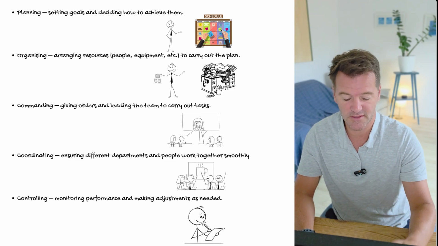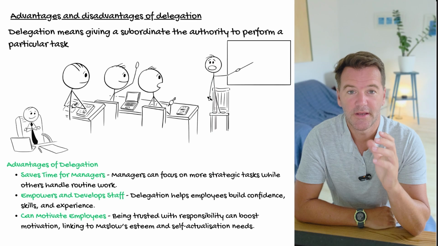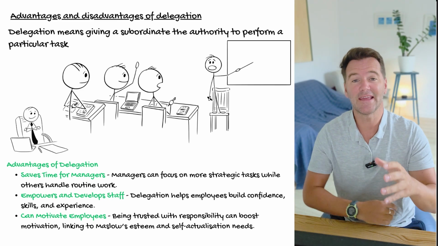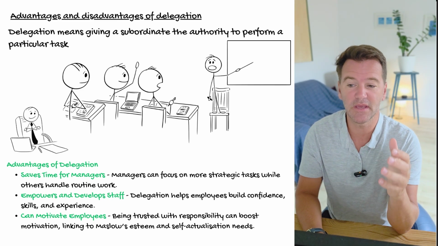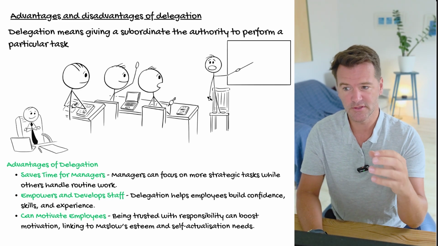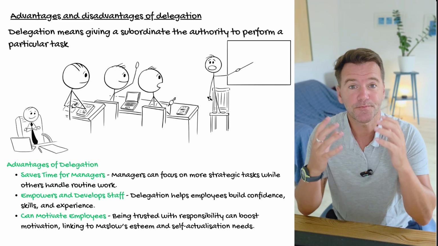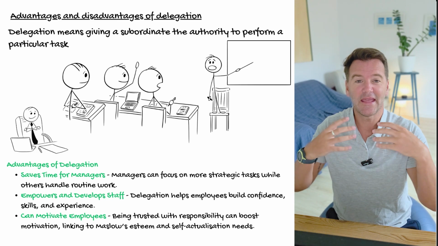The 5 things that managers need to do. Now on to that popular topic of delegation and the advantages and disadvantages of it. So we got the definition. Delegation means giving a subordinate the authority to perform a particular task.